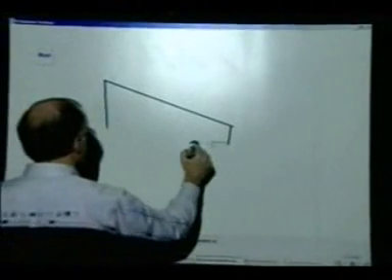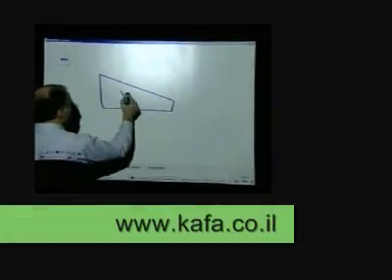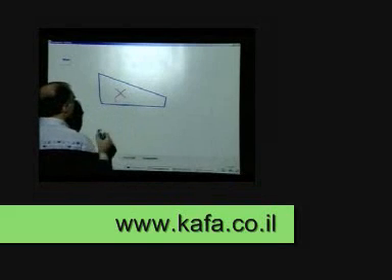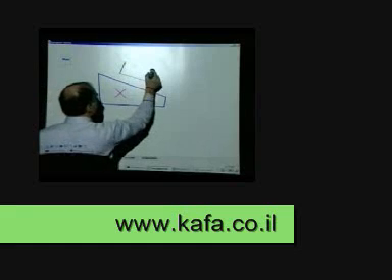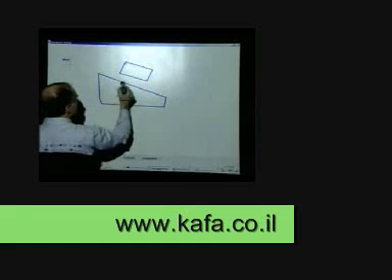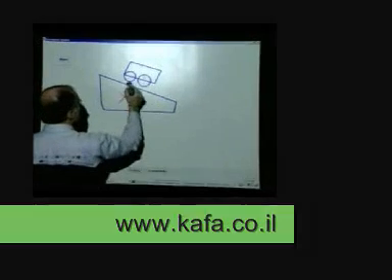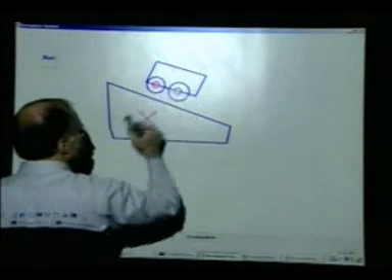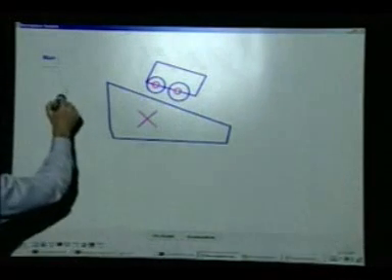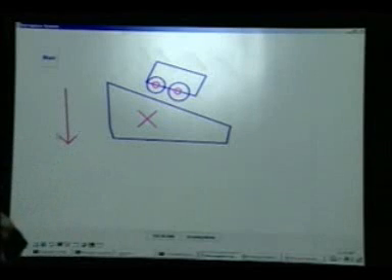I'll start by drawing a simple hill. I'll anchor it to the background. I'll put a little cart on the hill, give it wheels, pin the wheels to the frame with some axles, and then indicate that I want gravity.